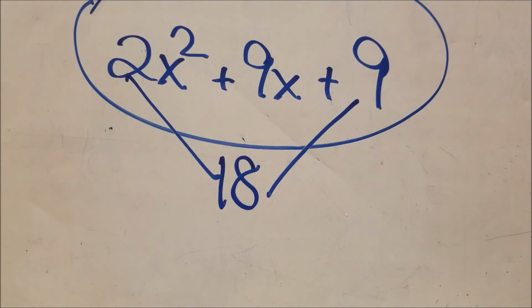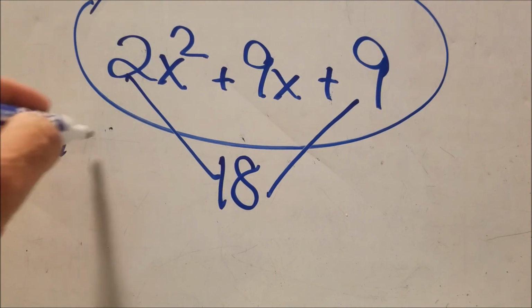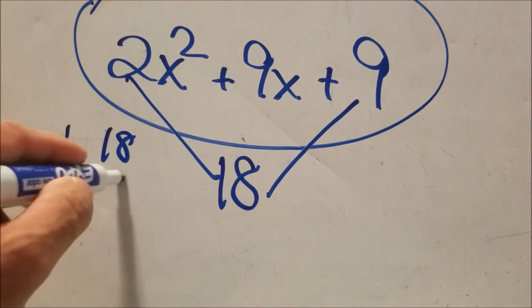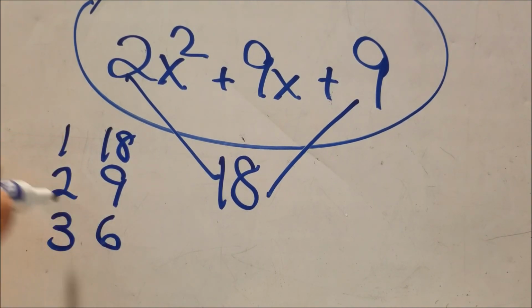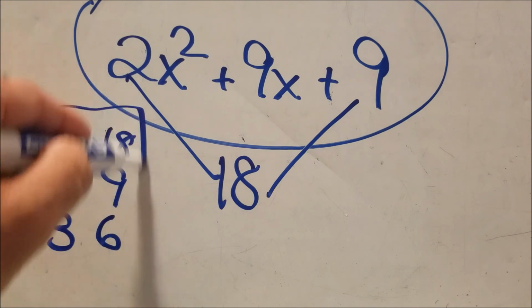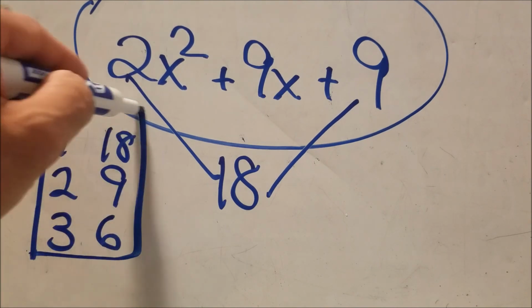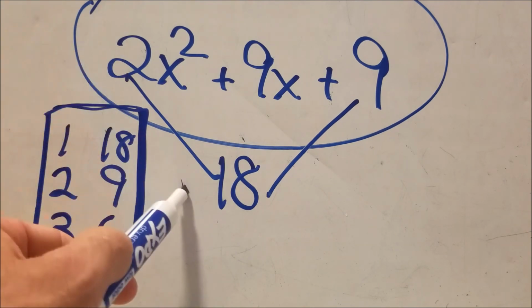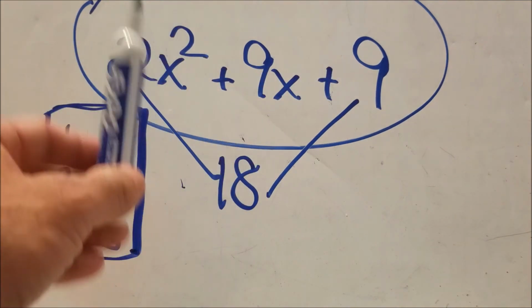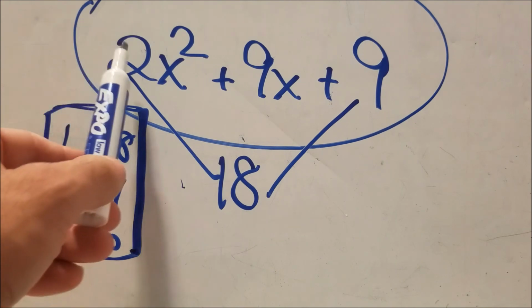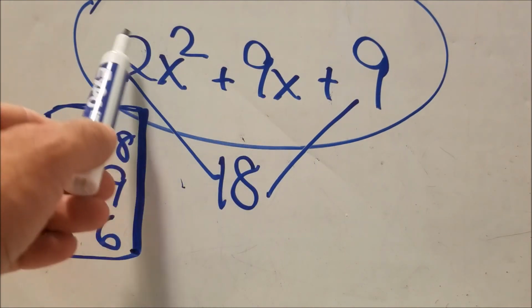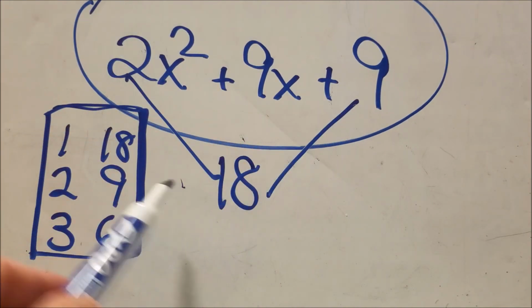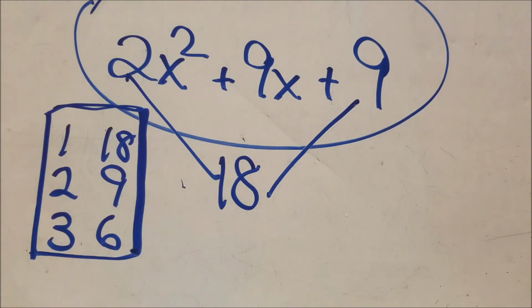So let's list all the factors of 18. Well, we have 1 and 18. We have 2 and 9. We have 3 and 6. And if you do it this way, you won't miss any numbers. So, again, we multiplied the a and the c term. This is when a is greater than 1. Very important. When a is greater than 1, we multiplied 2 times 9, we got 18, and we listed the factors.